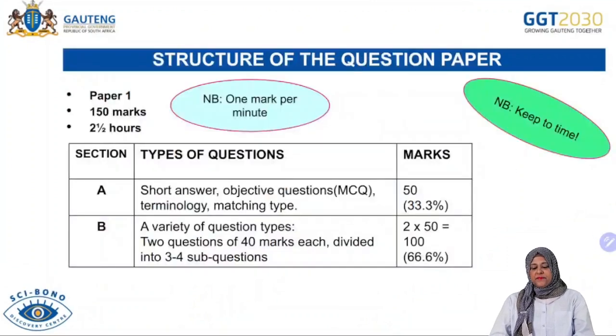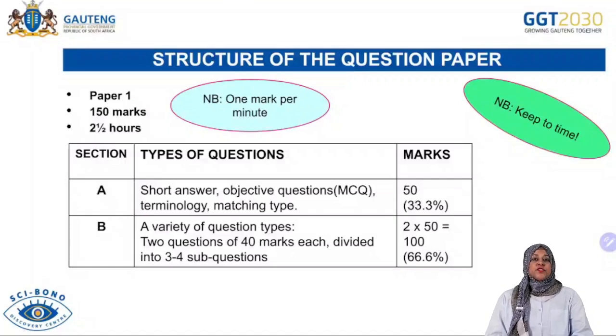The structure of your paper is 150 marks for 150 minutes. That means in life sciences, we are 1 mark per minute. So you need to keep to time. Section A is 50 marks. Section B is 100 marks, made up of 2 questions, question 2 and question 3. So I would suggest that you try and go through section A as quickly as possible, and then by 9:30 you should be finishing off and starting your question 2, so that you have enough time for the higher order questions in question 2 and 3 so that you can get good marks.